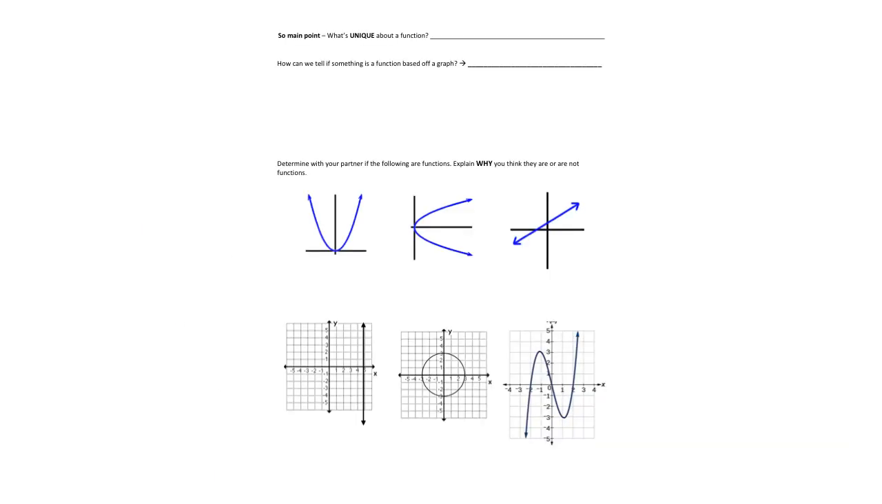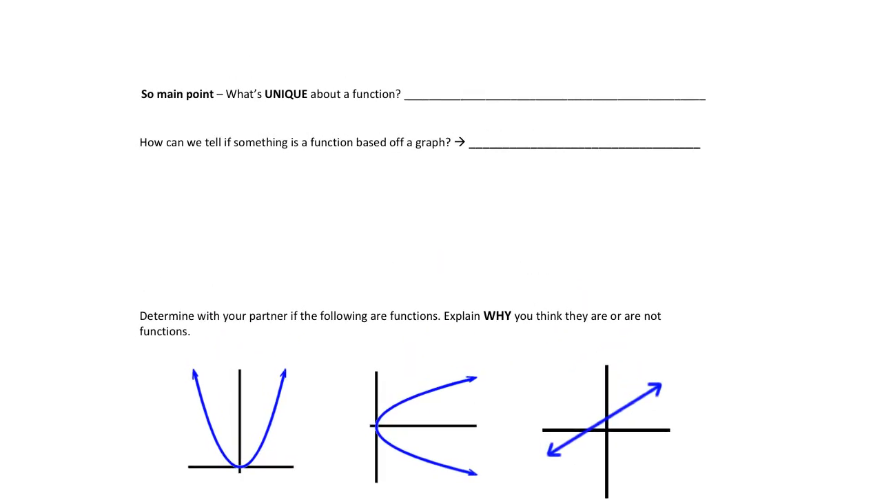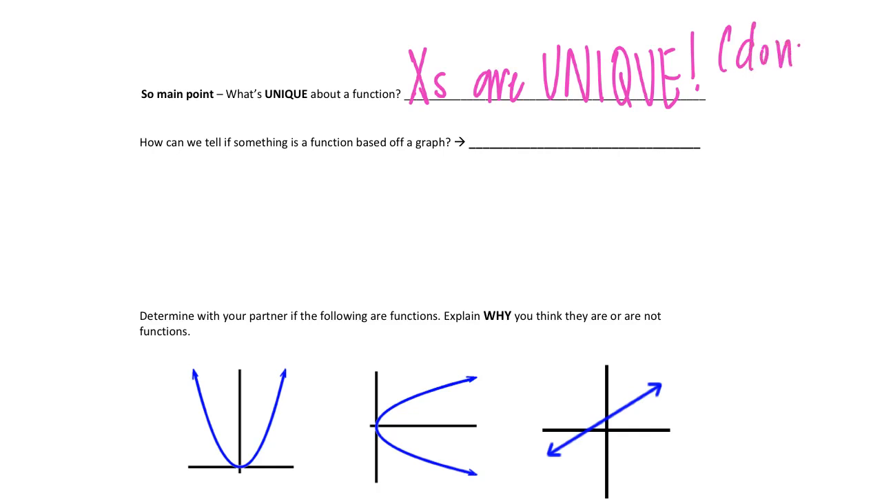So the main point about today's notes: what's unique about a function? The x's must be unique. In other words, they do not repeat. So we'll check that out in map form, in point form, in graph form to make sure that it's a function by looking at the x's. Now, we're going to specifically turn to how we tell if something's a function based on the graph.